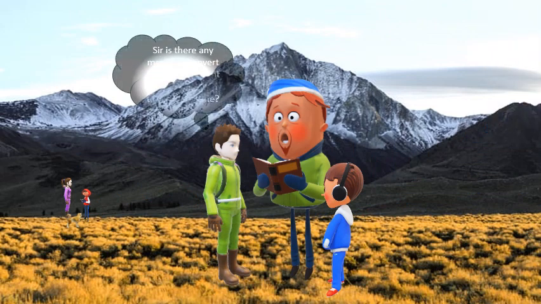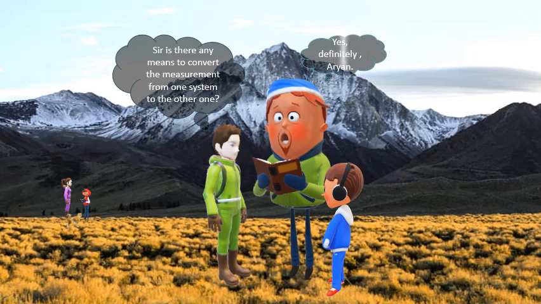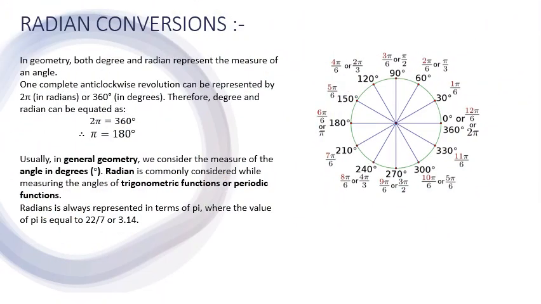Sir, is there any means to convert the measurement from one system to the other? Yes, definitely, Aryan. In geometry, both degree and radian represent the measure of an angle. One complete anti-clockwise revolution can be represented by 2 pi in radians, or 360 degrees. Therefore, degree and radian can be equated as 2 pi equals 360 degrees, so pi equals 180 degrees.